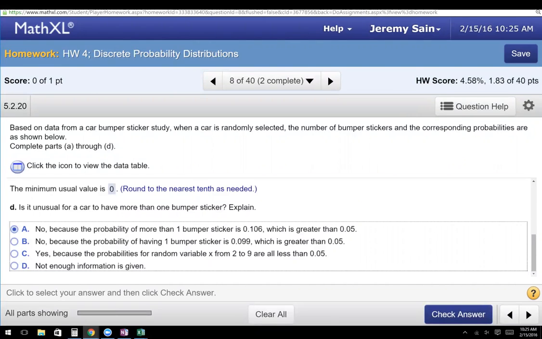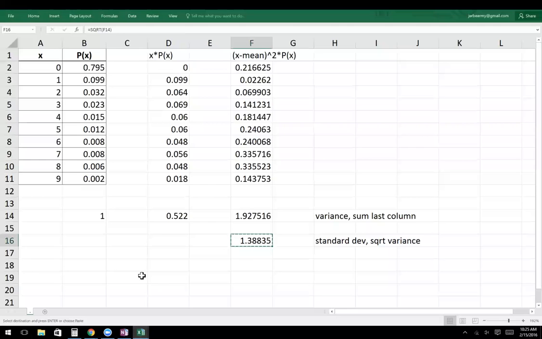Does everybody see how you would get the probability of more than one bumper sticker is 1.06? All you do is go over here and say, hey, if I want more than one, that means 2 or more. So I go sum, but just start at the 2.